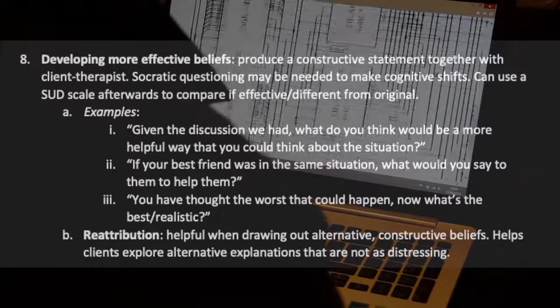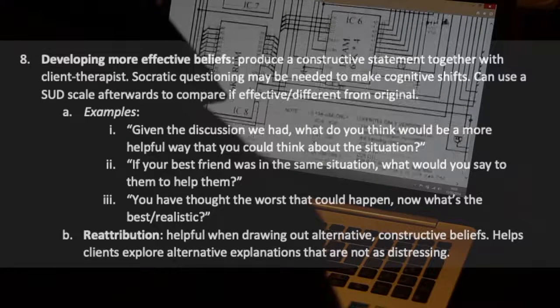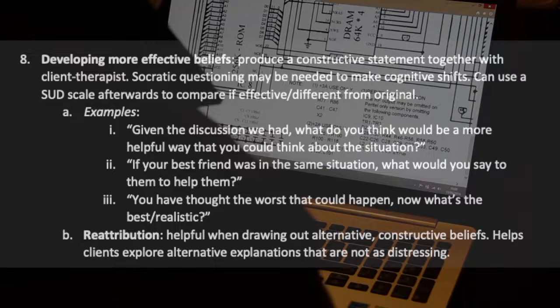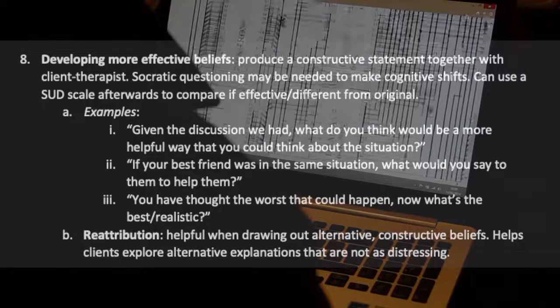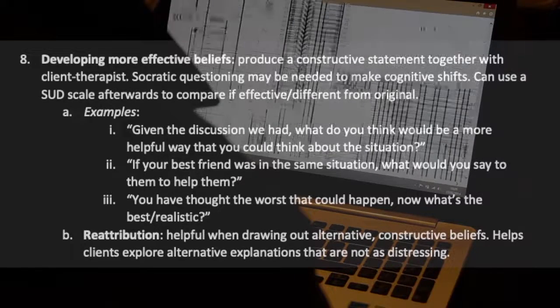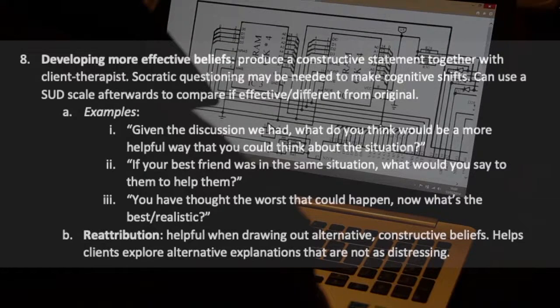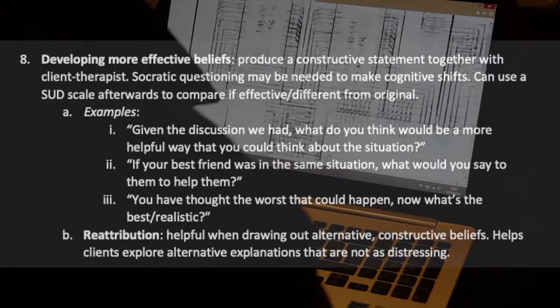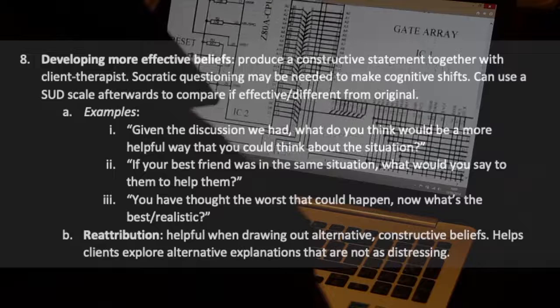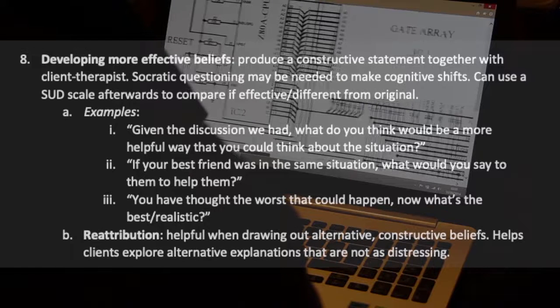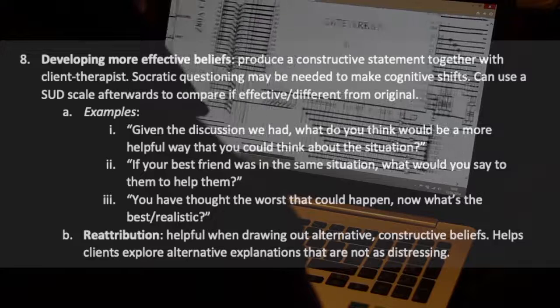Step 8 is to develop more effective beliefs. This includes producing a constructive statement together with the client and therapist. Socratic questioning may be needed to make cognitive shifts, and you can use the subjective units of stress scale afterwards to compare if it is different from before. So for example, you could ask, given the discussion we had, what do you think would be a more helpful way that you could think about the situation? If your friend was in the same situation, what would you say to them to help them? You have thought the worst that could happen. Now what's the best or most realistic?